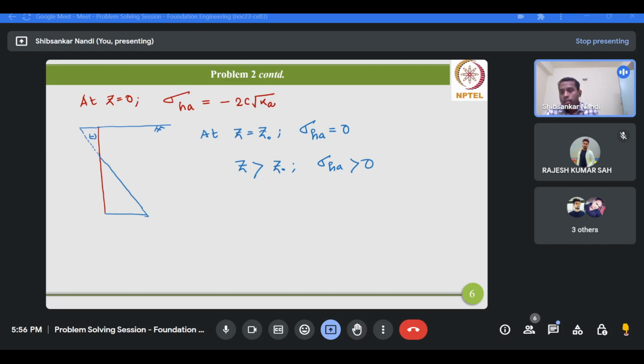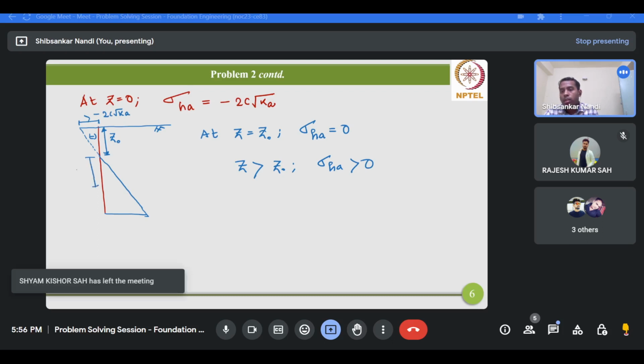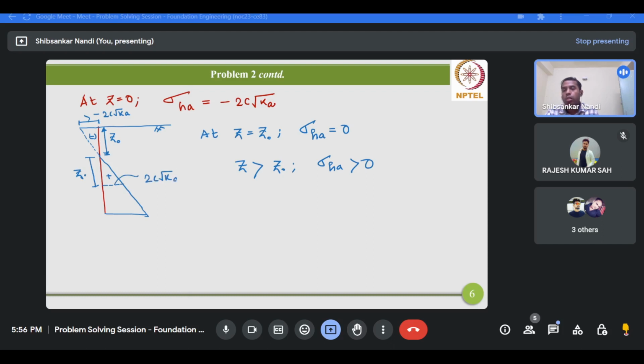Now, if this is z0 and this value is minus 2c root Ka, and if you go down from this point of inflection by a depth of again z0, this value you will get, again 2c, but plus 2c root under Ka.